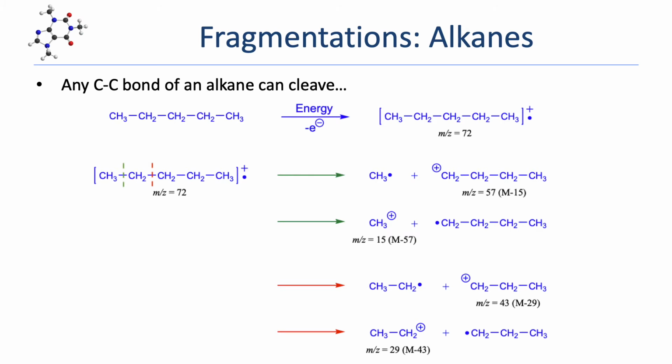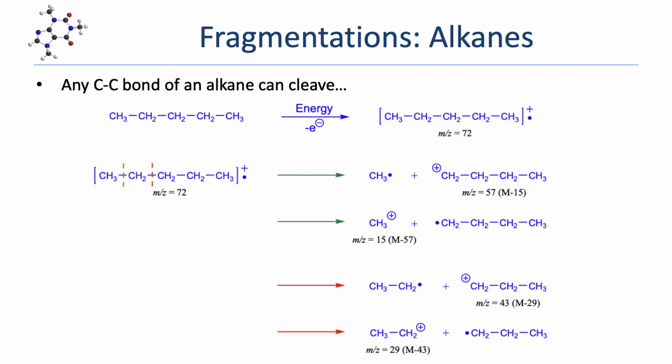So if you look at pentane, pentane has 4 carbon-carbon bonds, but it only has 2 unique carbon-carbon bonds. Because of the symmetry of the molecule, the outermost bonds are identical to one another, and those inner 2 carbon-carbon bonds are also identical to one another. So let's take a look at what happens when fragmentation occurs along either of those 2 bonds. Here I've got them color-coded with a green line and a red line.